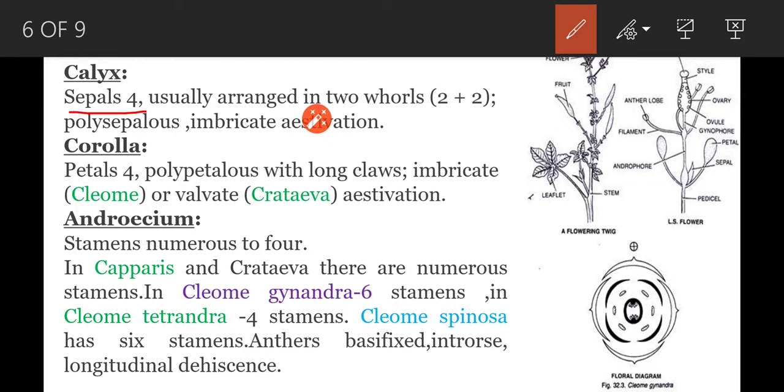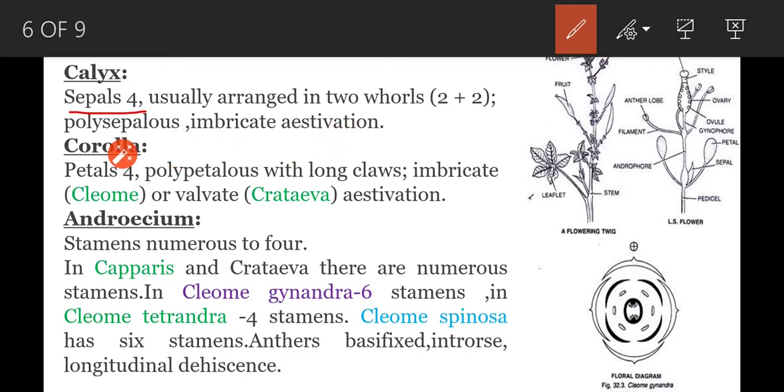In some plants, these 4 sepals are arranged in 2 whorls. Each whorl contains 2 sepals. In one whorl, 2 sepals are present, and in another whorl, 2 sepals are present. They are polysepalous, that means they are free, not fused. Next, aestivation is imbricate.